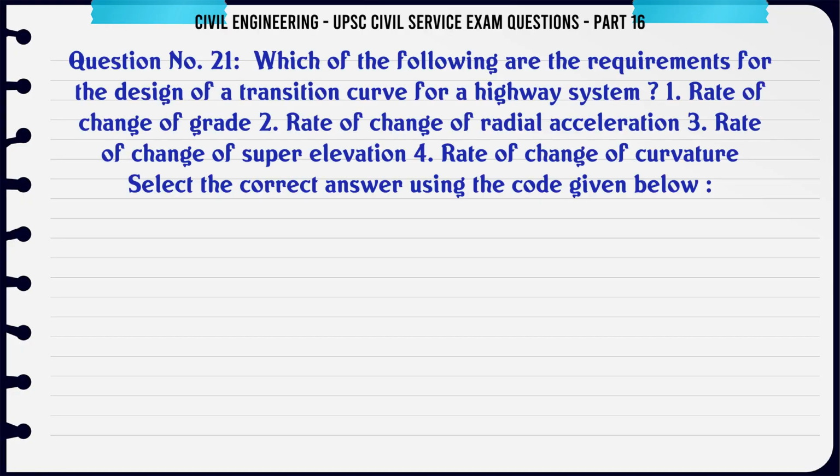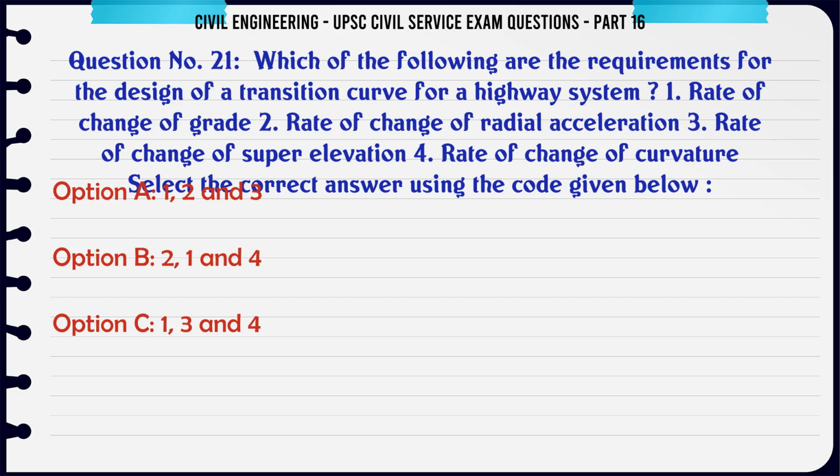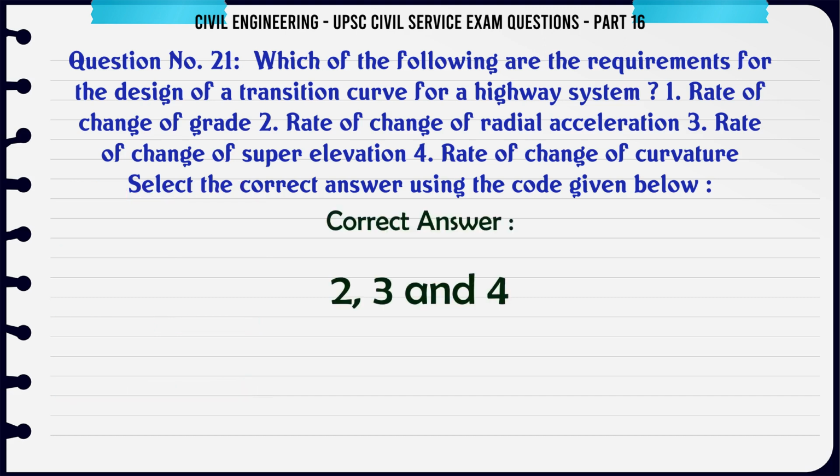Which of the following are the requirements for the design of a transition curve for a highway system? 1. Rate of change of grade. 2. Rate of change of radial acceleration. 3. Rate of change of superelevation. 4. Rate of change of curvature. Select the correct answer using the code given below. A 1, 2 and 3. B 2, 1 and 4. C 1, 3 and 4. D 2, 3 and 4. The correct answer is 2, 3 and 4.